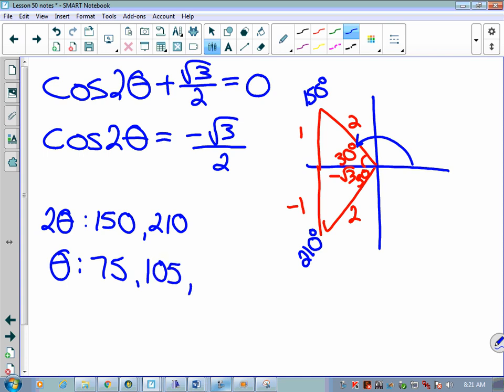Then we want to go around again. So we're going to take 150 plus 360. I'm going to let you do that math because I don't have a calculator in my hands. It should come out to something like 510. We're going to take 510 and divide that by 2, which should come out to about 255. Then 210 plus 360, which I think is 570. Then 570 divided by 2, something like 285.